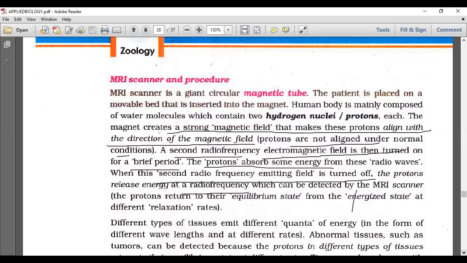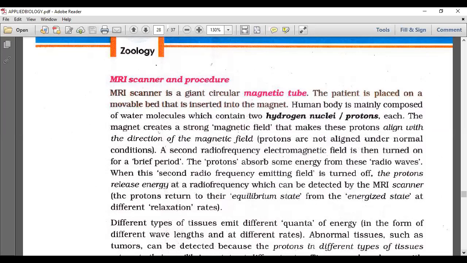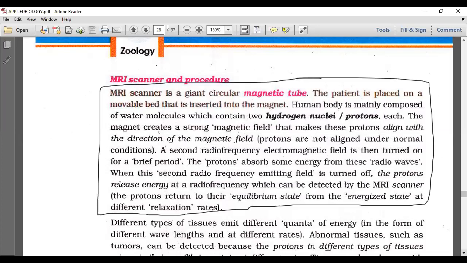The protons return to their equilibrium state from the energized state at different relaxation rates. That will be recorded. So that means whenever we stop the second magnetic field, the energized protons are going to return to their equilibrium state from the energized state at different relaxation rates. So even if you understand the mechanism, you may feel some incompleteness about what we come to know in this particular area.